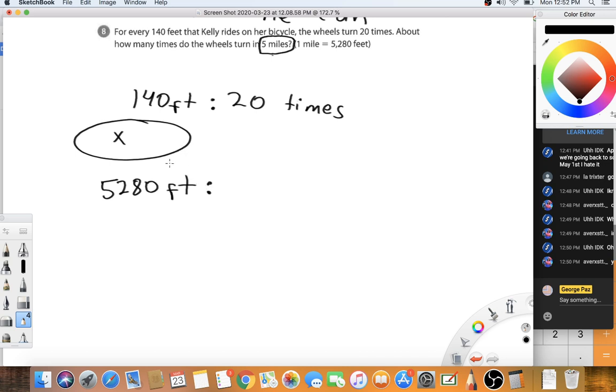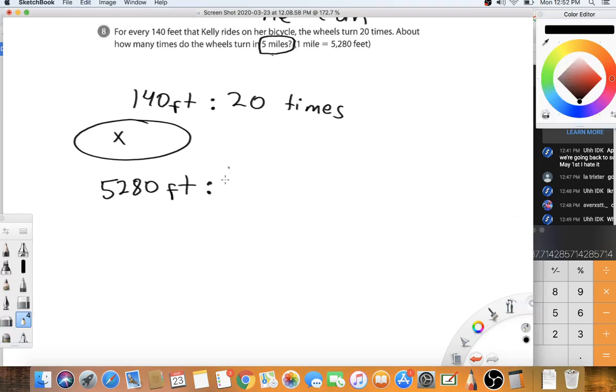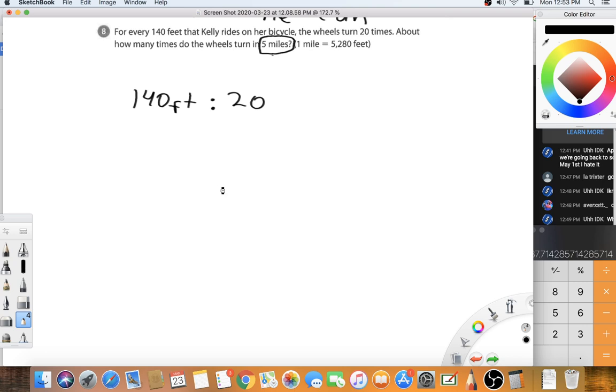I don't know that off the top of my head. So I can use my calculator and I can do it backwards. So I'm going to divide 5,280 by 140. And I get 37. Ugh, I don't like that number. That's so many numbers. Let's not do it that way. So let's actually go back. And we are going to do this first now.